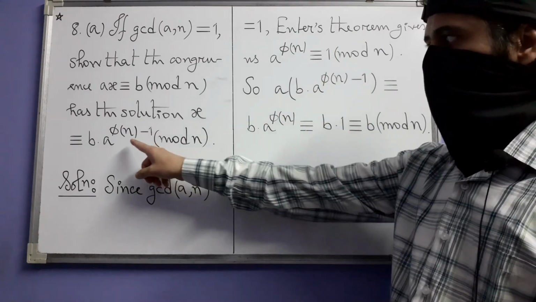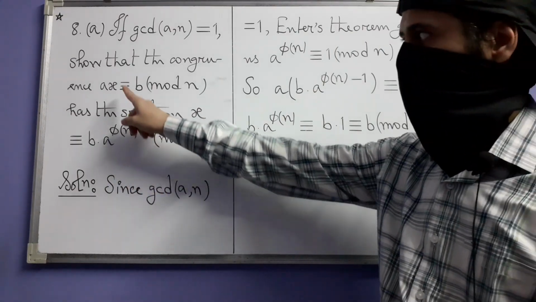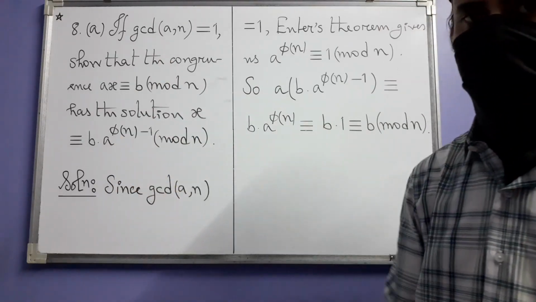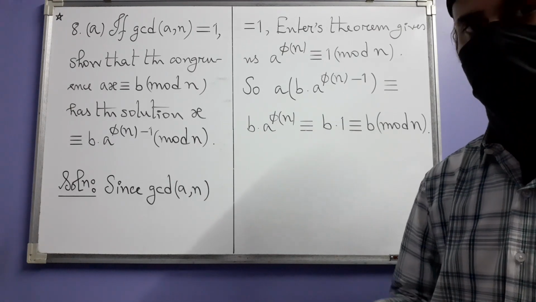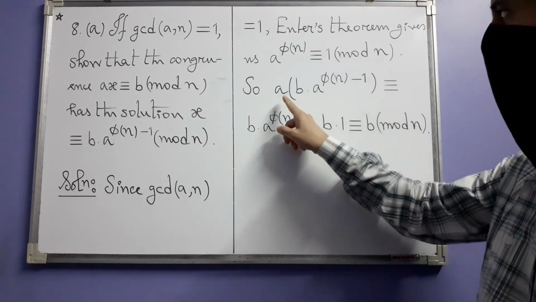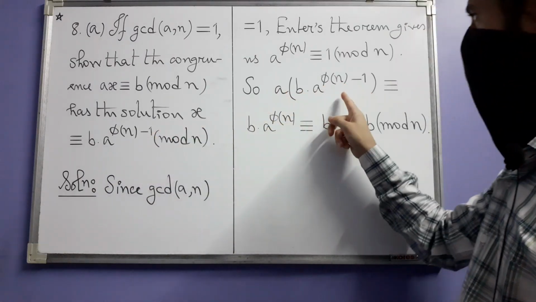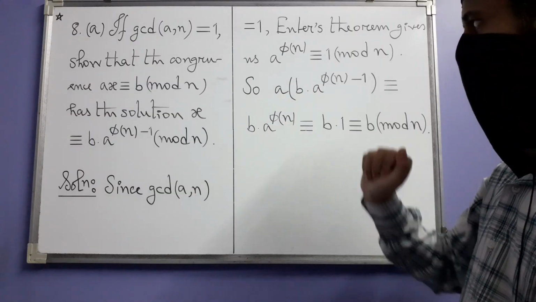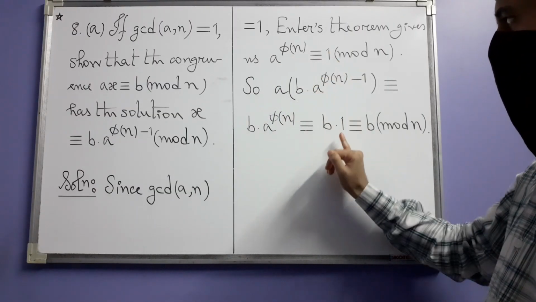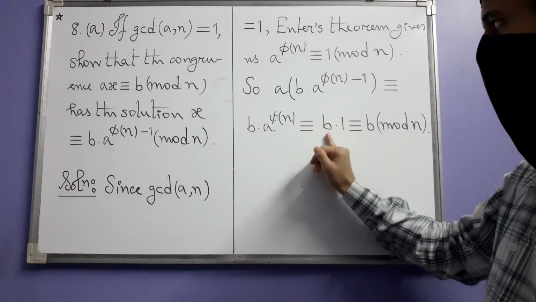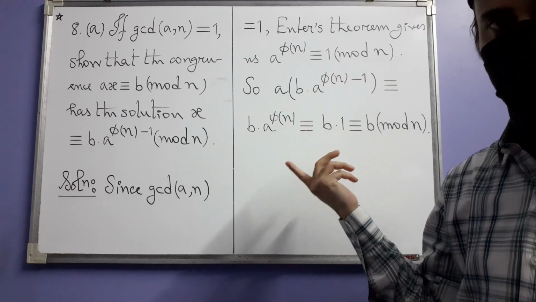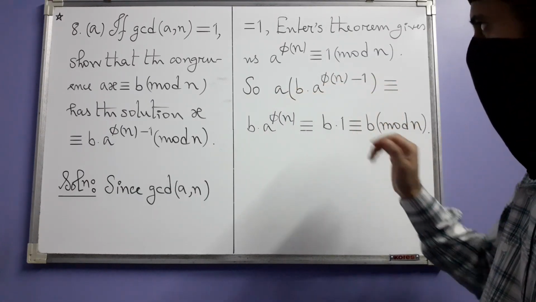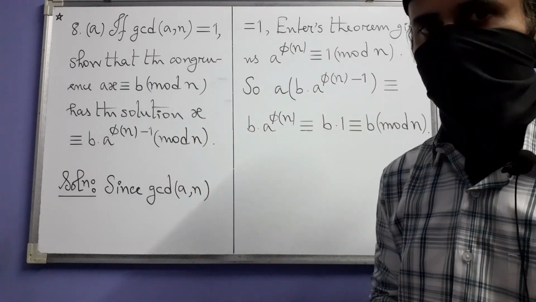Now all we do is we use this proposed value in this congruence. We just calculate ax with this in place of x and see what it becomes congruent to modulo n. So that is a times this, which is of course congruent to and in fact actually equal to b times a to the power phi of n. This however is congruent to 1, so you get b times this congruent to b times 1, which is congruent to b modulo n. That's it. A times this is congruent to b modulo n. So this is a legitimate solution.